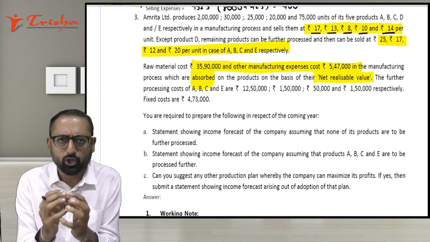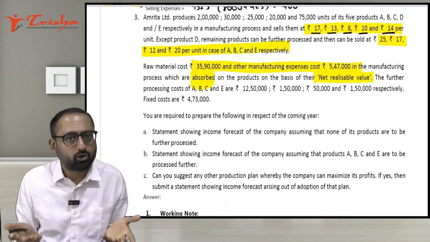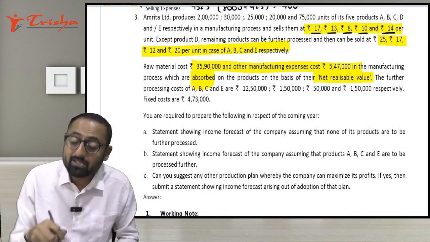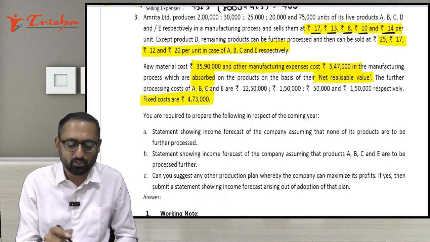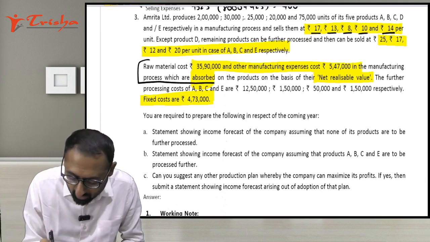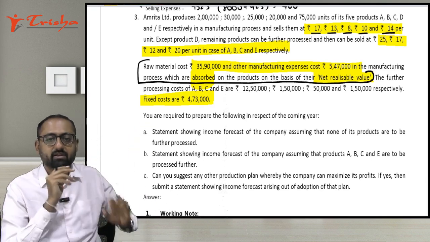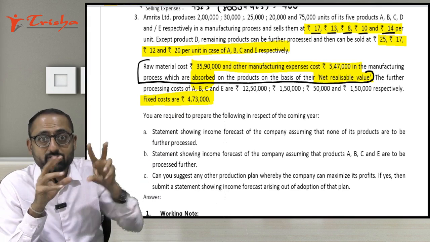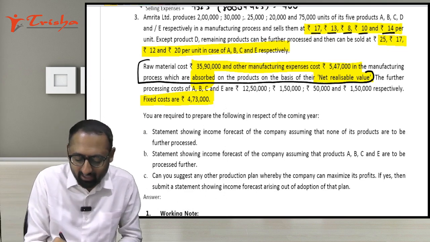In that ratio, joint cost will be allocated. Let's see the further processing cost of A, B, C and E. Why not D? Because D is sold at the split off. All other products can be further processed. So for A, B, C and E the further processing cost is given respectively, and the fixed cost is 4,73,000. Boys and girls, very important adjustment. Guys, the first two lines are critical. Joint cost is given as 35,90,000 and 5,47,000. These two costs will be allocated in the ratio of NRV. Then the further processing cost is given and then the fixed cost is given.